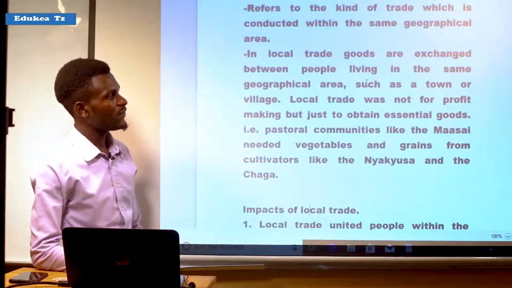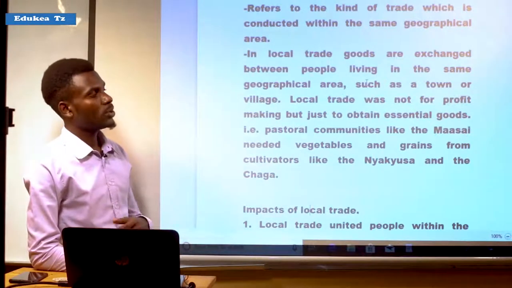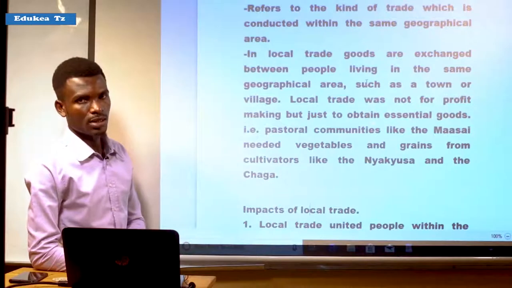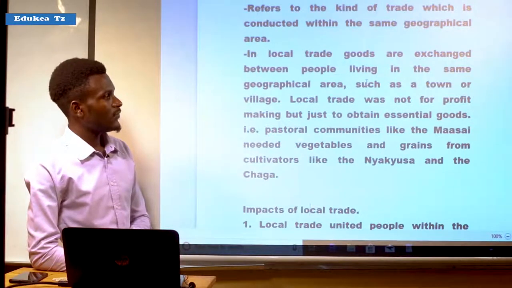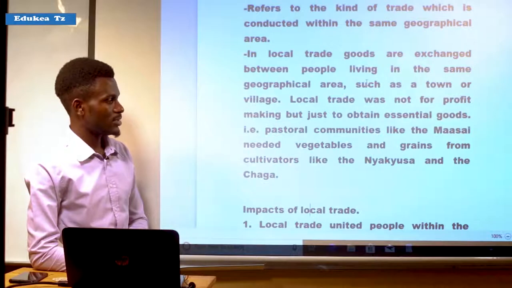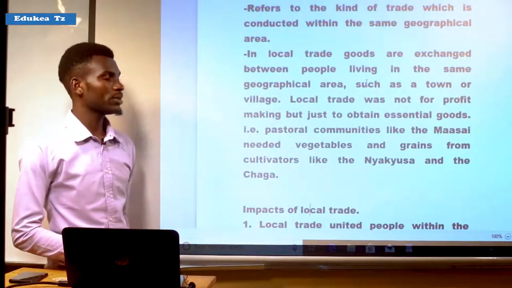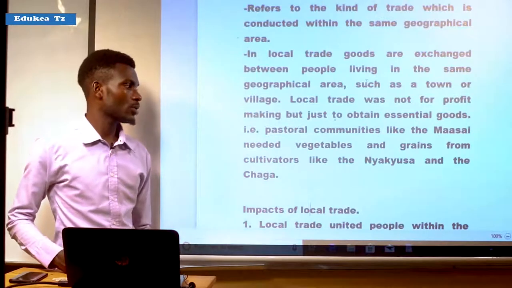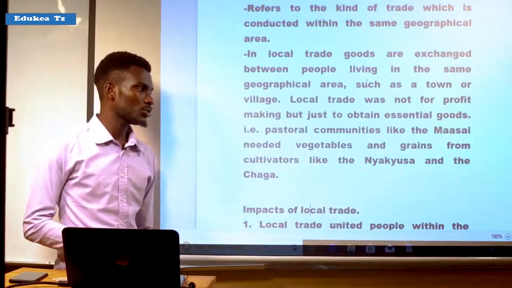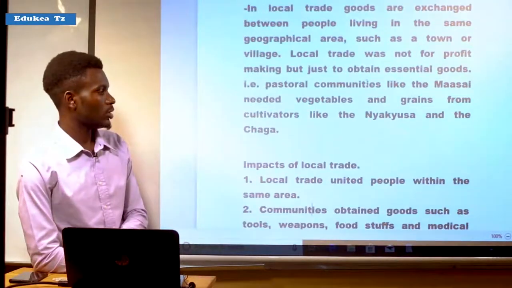And local trade was not for profit making, but just to obtain essential goods in the community. For example, pastoral communities like the Maasai or Karamojong needed vegetables and grains from crop cultivators like the Nyakyusa and the Chaga. So that was the exchange of goods for goods. That is what we call local trade.